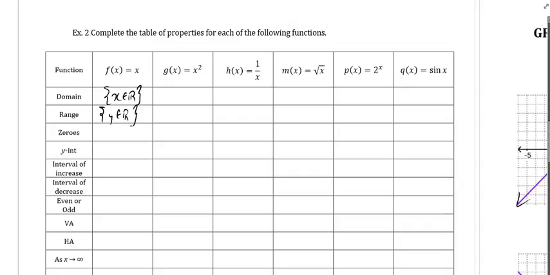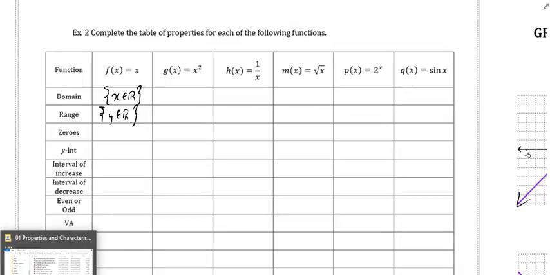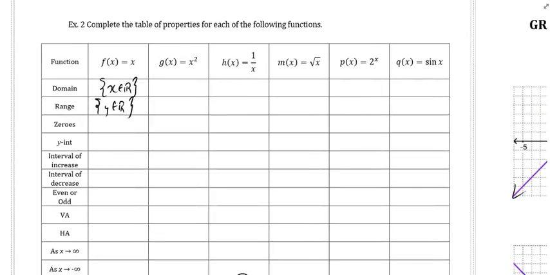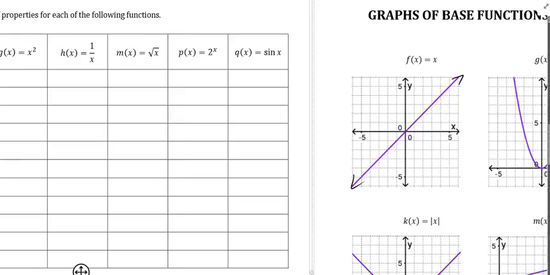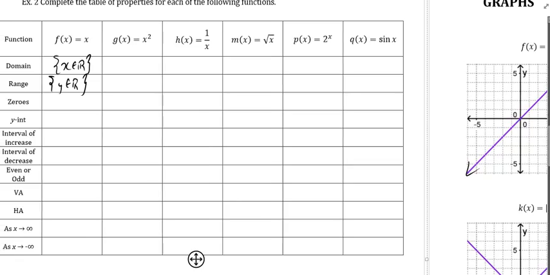These are just the parent functions. What are the zeros? 0, 0. It only has 1. And the y-intercept is also 0, 0. Not very interesting. You guys know what the zeros are, what the x-intercepts are, what the y-intercepts are.